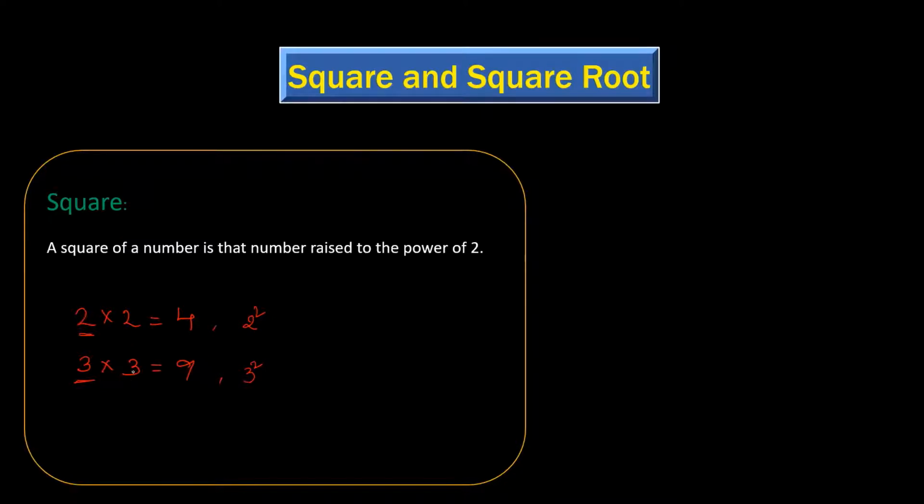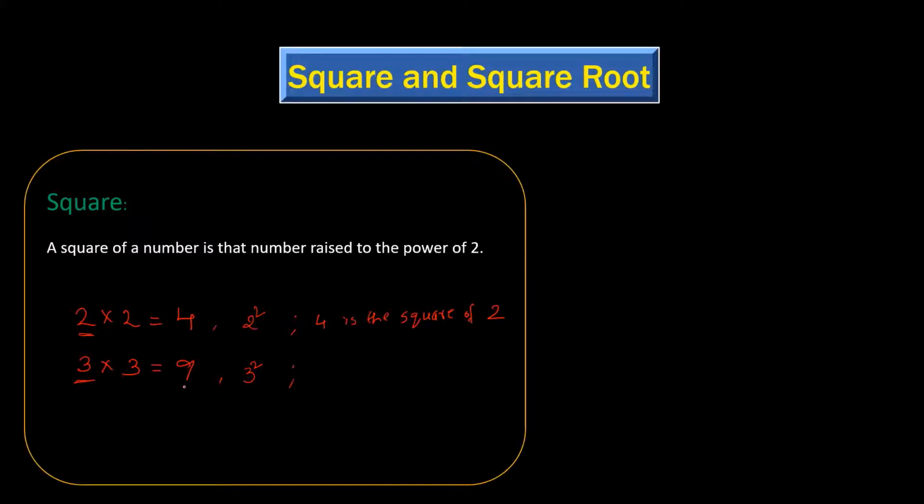3 into 3, we can write as 3 power 2, or we can read it as 3 raised to the power of 2. So, here we can read it as 4 is the square of 2. It means 4 is the square of 2. Square of 2 means we have to find 2 into 2. It means the answer is 4.